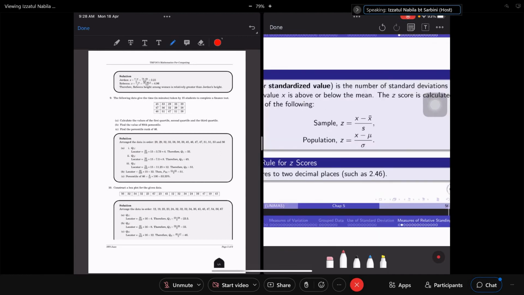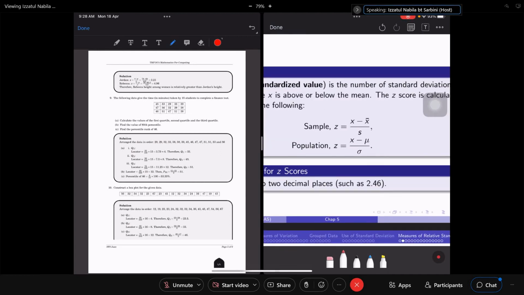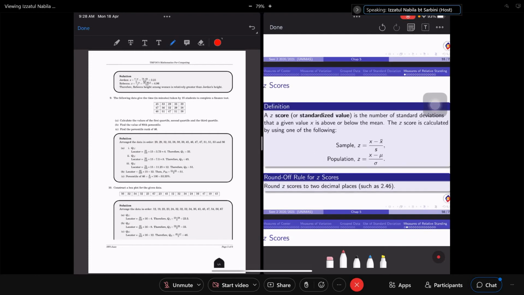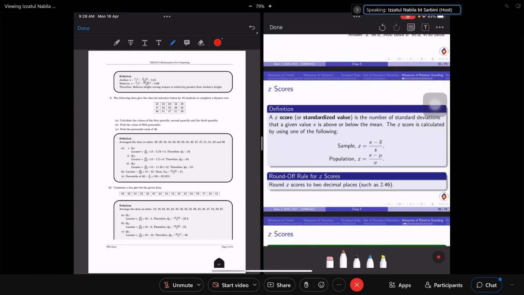This is the formula for the z-score. What is the z-score? The z-score is the number of standard deviations that a given value x is above or below the mean. The difference between sample and population is the terms used, the variable used. For sample we use s, for population we use sigma.